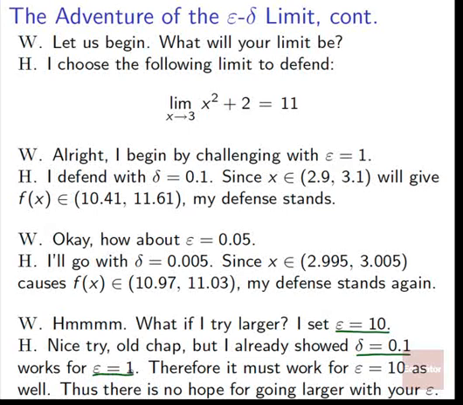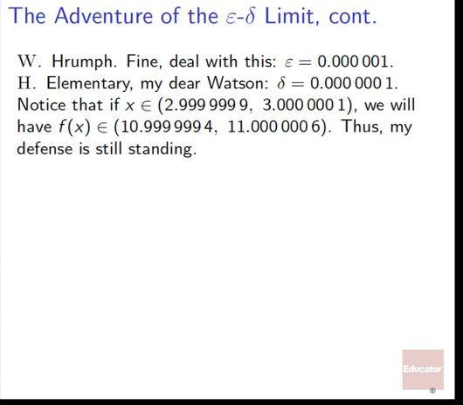If you started out small and then you get bigger, well, I can just leave my delta the same, and it will work just fine for the larger vertical boundary as well. Thus, there is no hope for going larger with your epsilon. Since I've already shown that it works for a small epsilon, it will automatically work for a larger epsilon as well. Fine, deal with this.